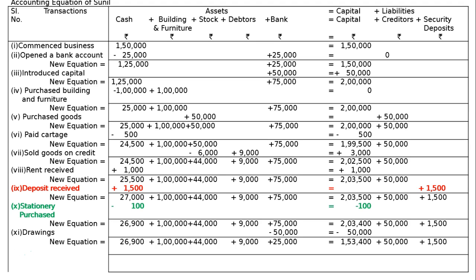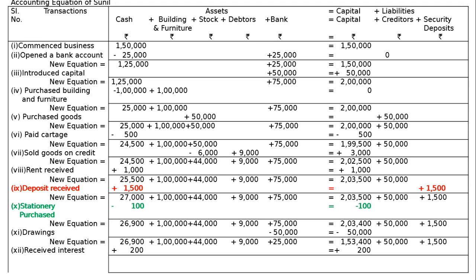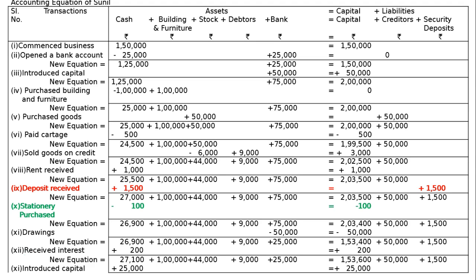Then new equation. Then received interest in cash rupees 200. This is income. Cash and capital add. We received money, hence added to cash. And we received interest, hence income added to capital. Then new equation. Introduced fresh capital. Cash and capital add. Nothing is told whether cash or bank, hence cash and capital add. Further capital introduced. Added to cash rupees 25,000. Added to capital rupees 25,000.